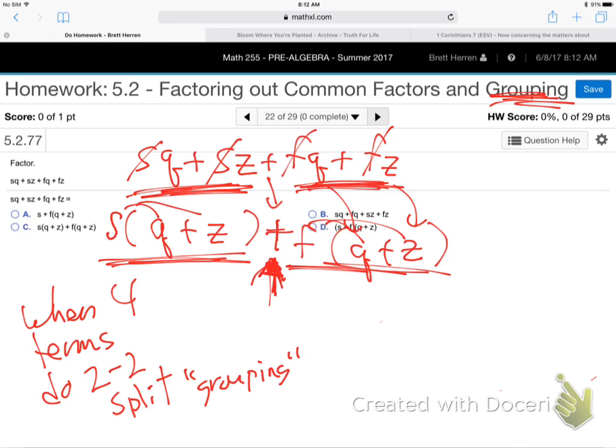So that plus sign needs to be contained. So when you're done, you're not done factoring if there's pluses and minuses running loose. So we've got to contain that. So how do we contain that plus sign? What are we going to do?